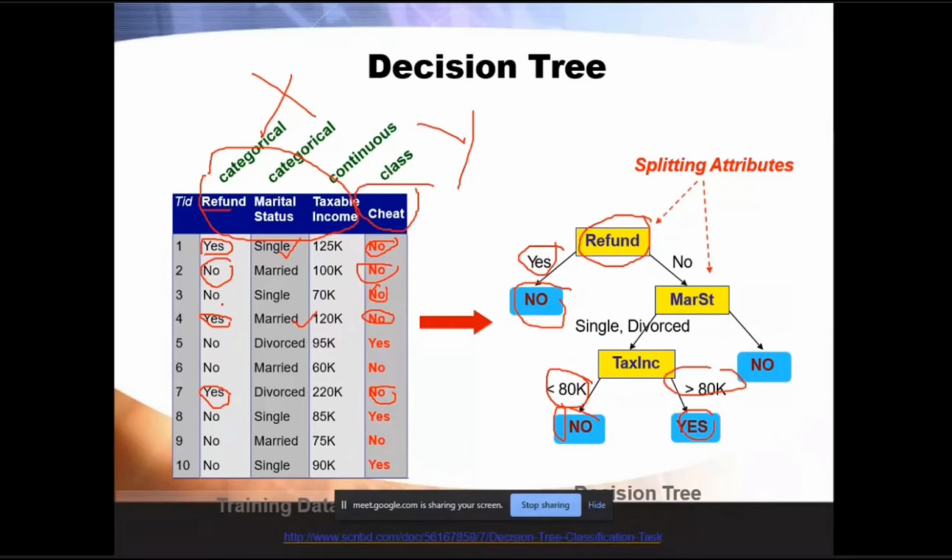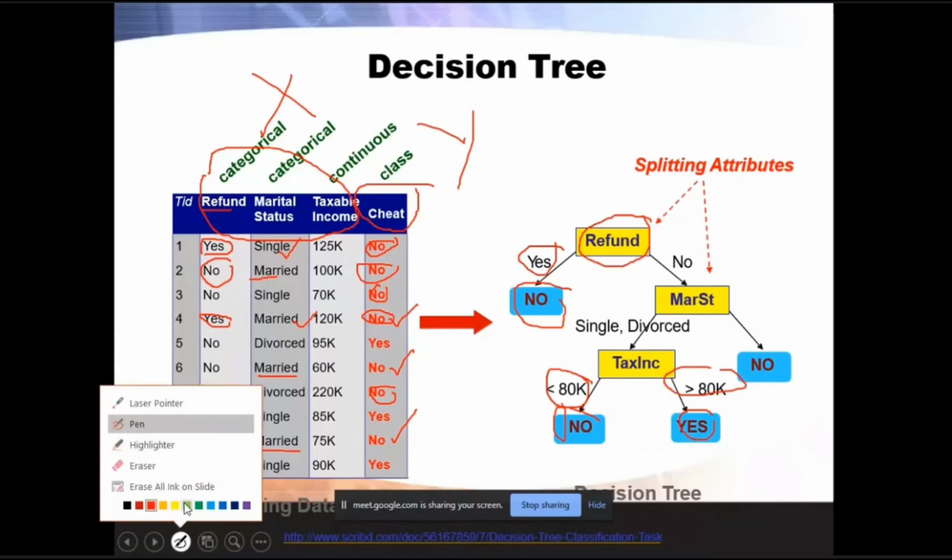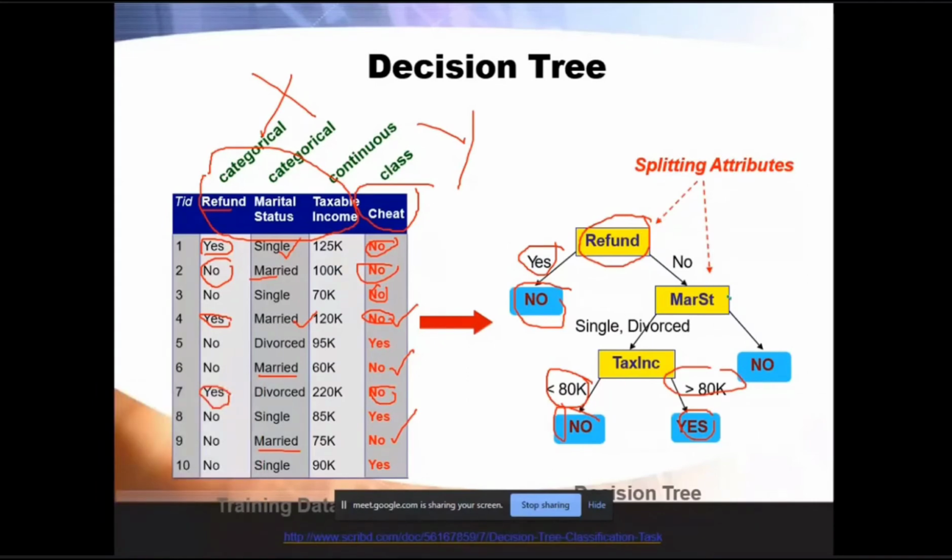If marital status was married, cheat was always no. So see, for only 10 rows, it's very easy to build a decision tree.